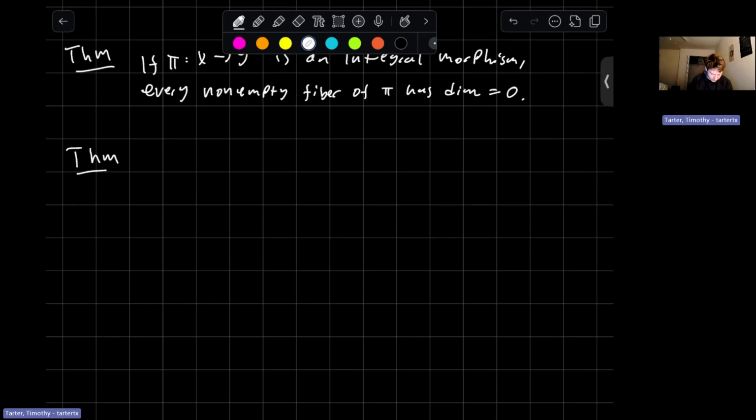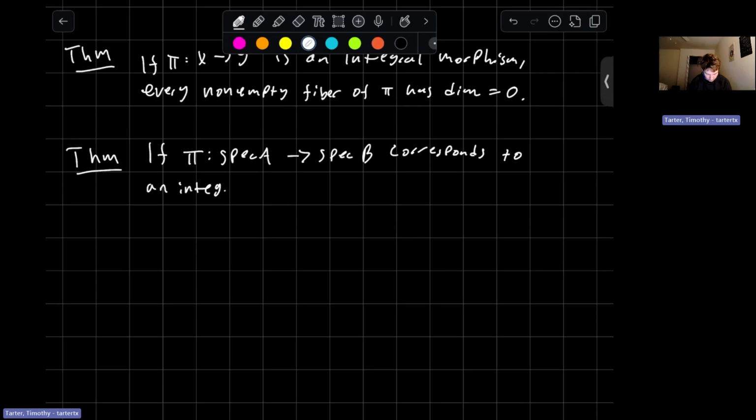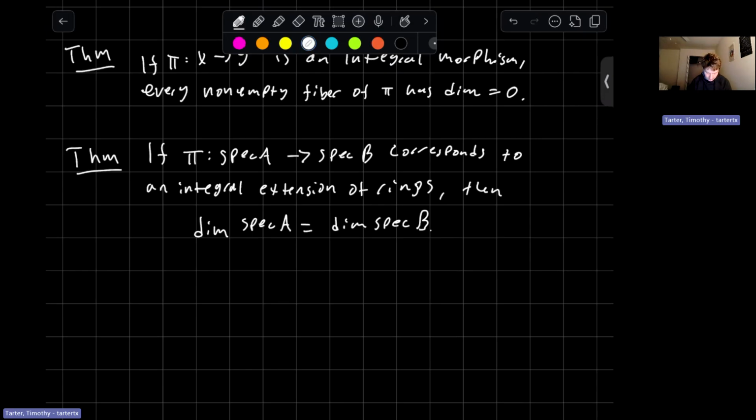A semi-related theorem is that if pi from spec A to spec B corresponds to an integral extension of rings, then dim spec A is equal to dim spec B.